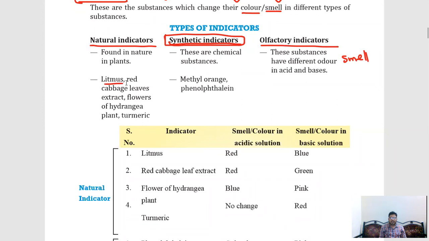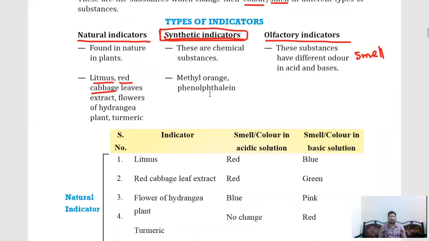Examples: litmus is formed from the lichen plant, red cabbage leaves extract, flower of hydrangea plant, turmeric. These are examples of natural indicators. And coming to synthetic indicators, which are man-made in the laboratory, methyl orange indicator and phenolphthalein indicator are so important. Methyl orange and phenolphthalein.